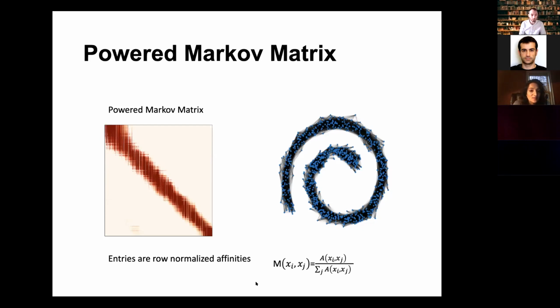The idea is that this powered Markov matrix, if you apply it to a vector, it'll give you the probabilities of transitions to various other points. So now you've ended up at various other points. And then if you apply it again to a vector, you get the probabilities of 2 steps. And if you apply it again, you get 3 steps.